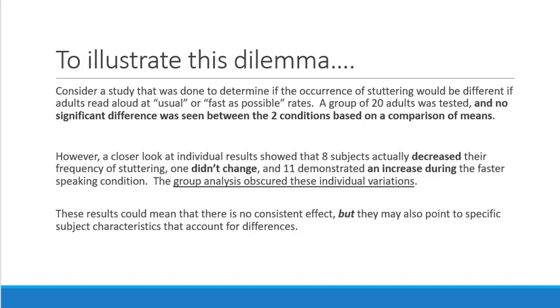So consider a study that was done to determine if the occurrence of stuttering would be different if adults read aloud as usual or as fast as possible. A group of 20 adults was tested, and no significant difference was seen between the two conditions based on a comparison of means. However, a closer look at individual results showed that 8 subjects actually decreased their frequency of stuttering, 1 didn't change, and 11 demonstrated an increase during the faster speaking condition. So the group analysis obscured these individual variations. These results could mean that there is no consistent effect, but they also point to specific subject characteristics that account for differences.